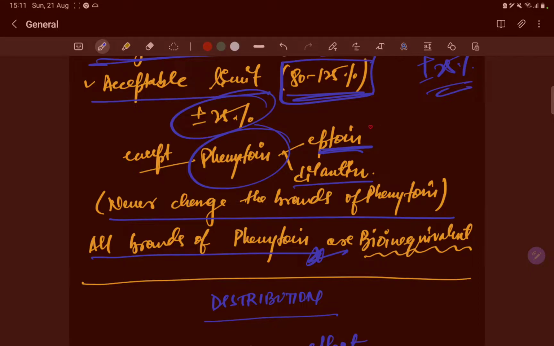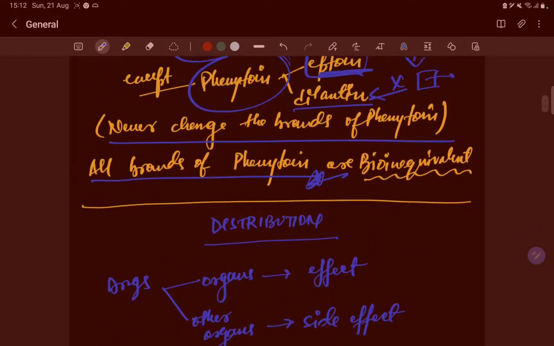इसका मतलब क्या हो गया कि if a patient is taking eptoin, and the patient came to you and you came to know that the pharmacist is trying to give dilantin instead of eptoin, we directly say no, because if a change of brand will be there, the bioavailability will be different, then the patient might have an attack of seizure because of change in the bioavailability of the phenytoin. Okay, so in the phenytoin only we are not changing the brands.